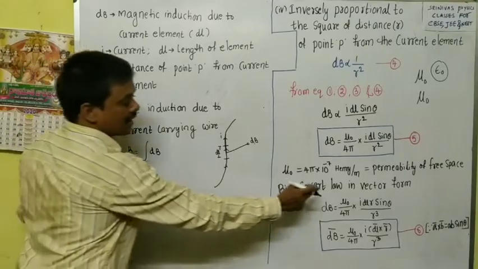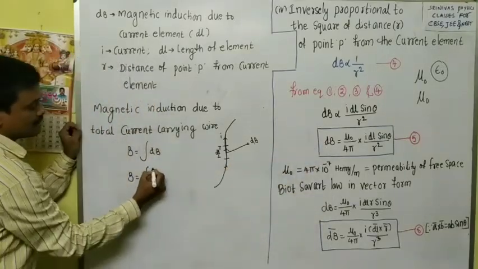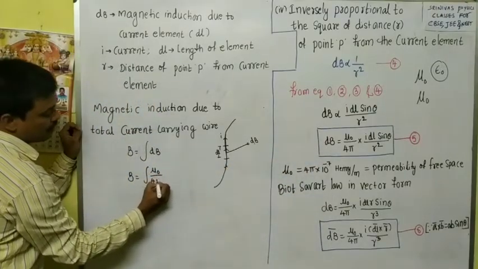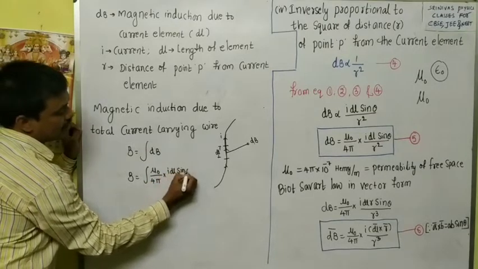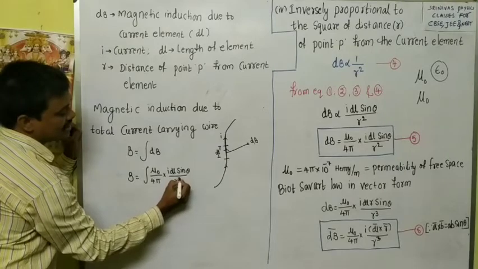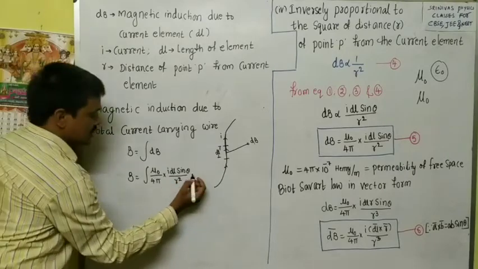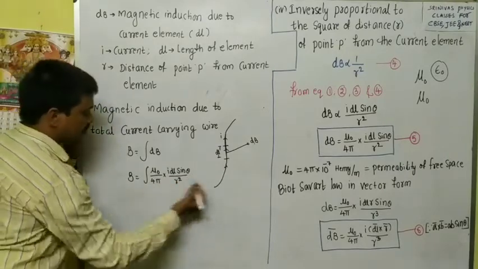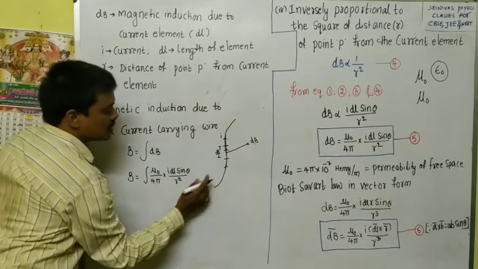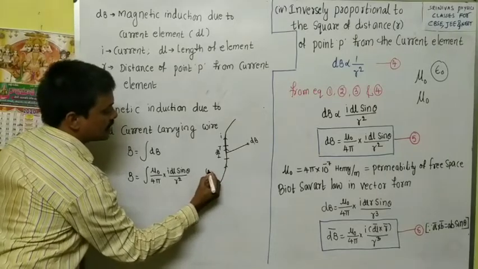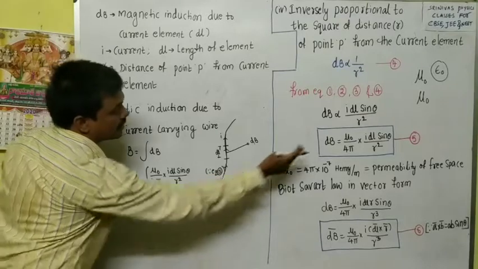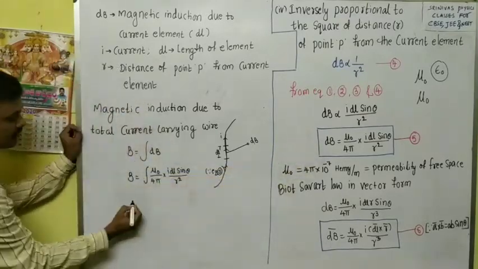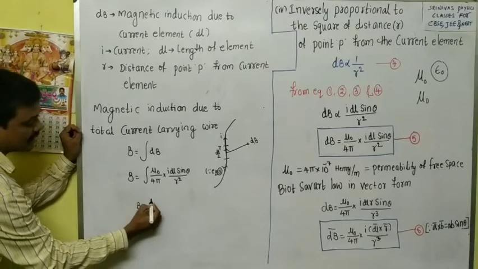The dB equation we write from equation 5, that is mu naught by 4 pi into I dl sin theta by r square, and this is the total magnetic induction. You are writing this from equation 5. And then after that, in this some constants are there, which we can keep outside.